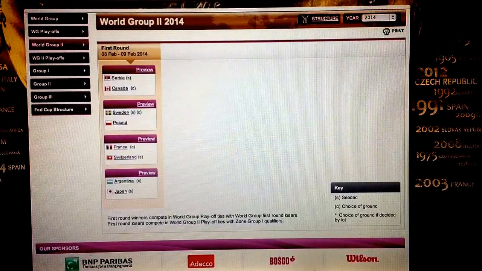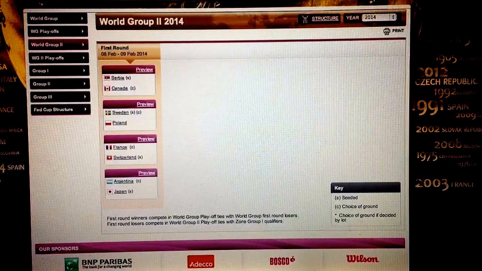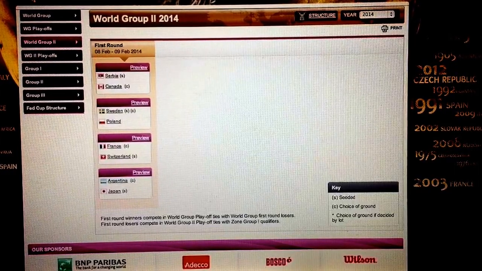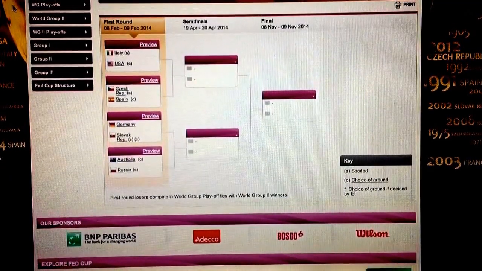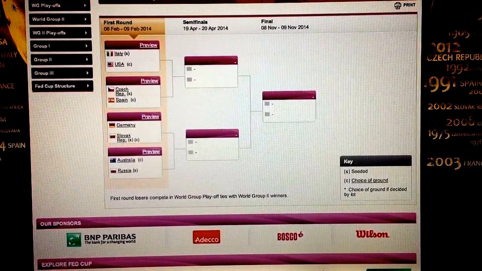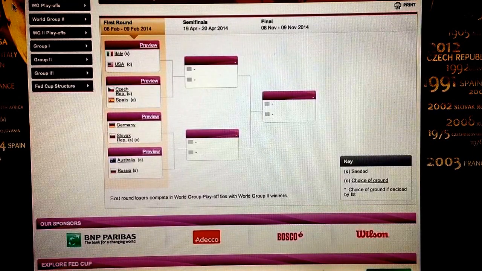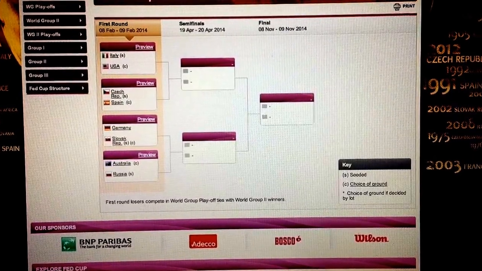All those people are going to be fighting to get in the World Group playoffs and try to get up to World Group 1. And then in World Group 1 next year, we are going to have the top of the top. Again, look at this: Italy, USA, the Czech Republic and Spain, Germany and the Slovak Republic, Australia and Russia. These are all going to be great matches.